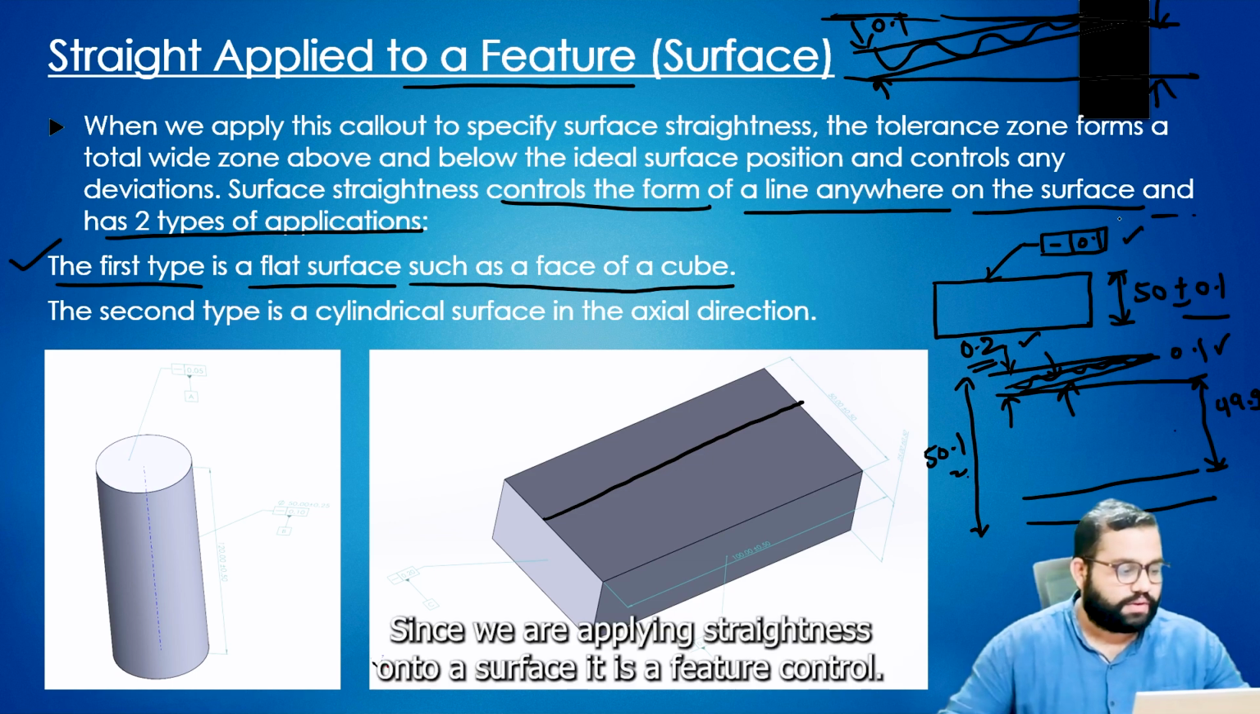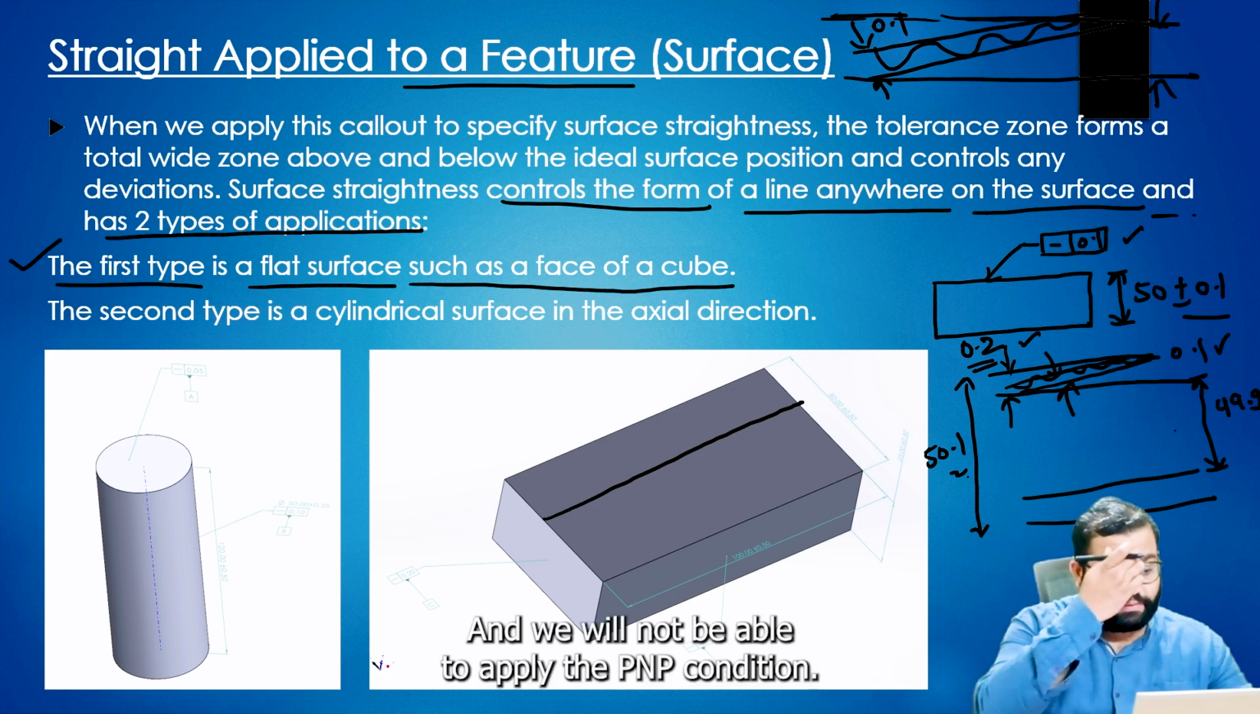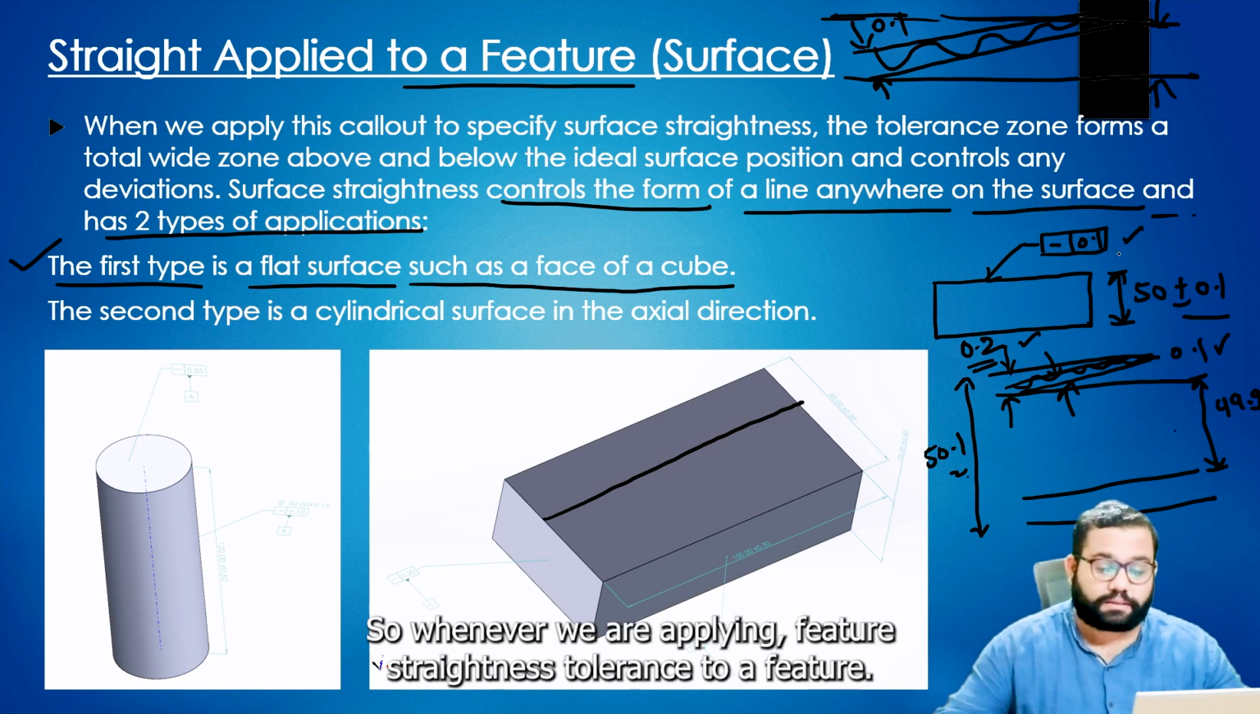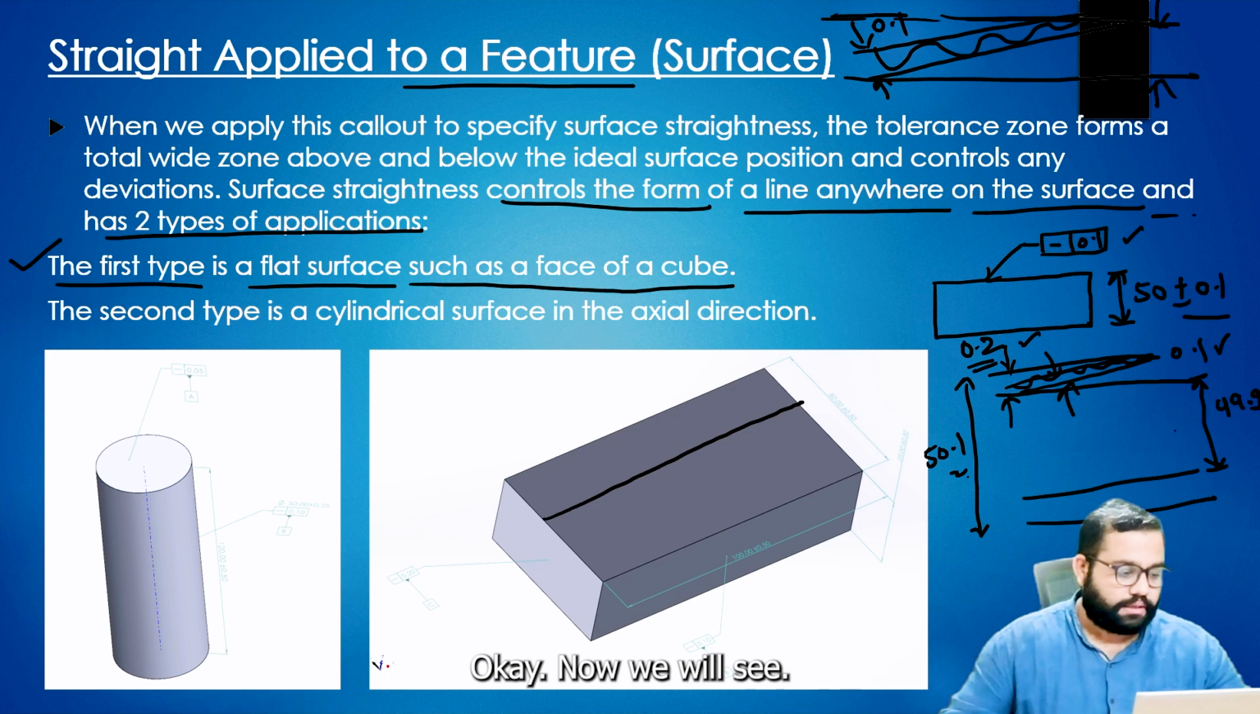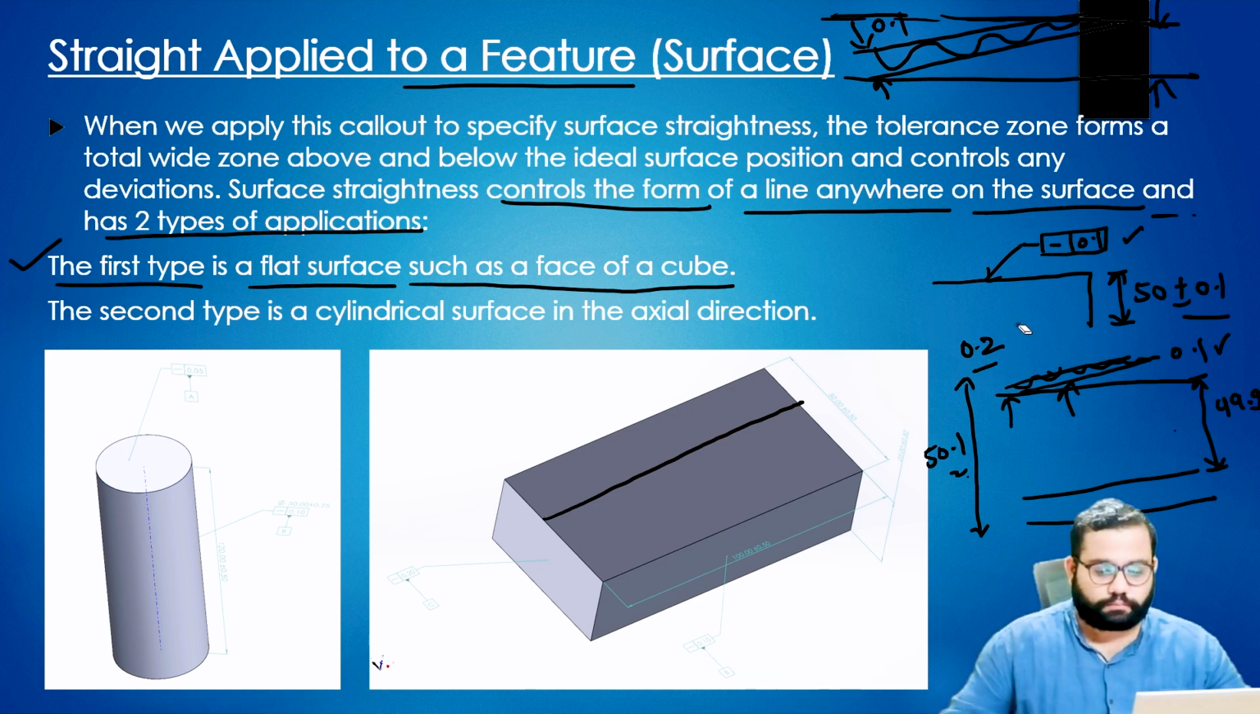Since we are applying straightness onto a surface, it is a feature control, and we will not be able to apply the MMC condition. So whenever we are applying a straightness tolerance to a surface feature, we are not able to apply the MMC or LMC condition. Okay, now we will see. Now I will remove this.